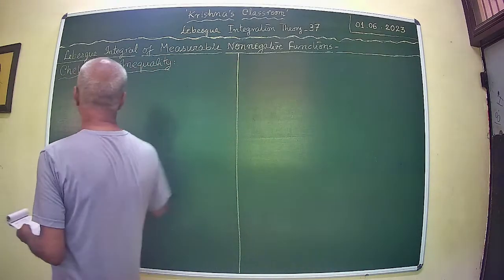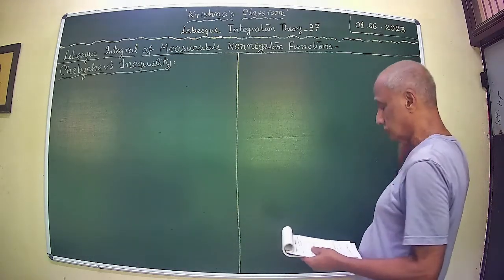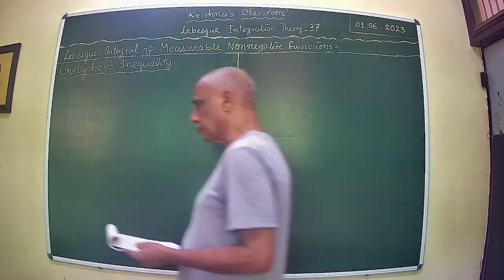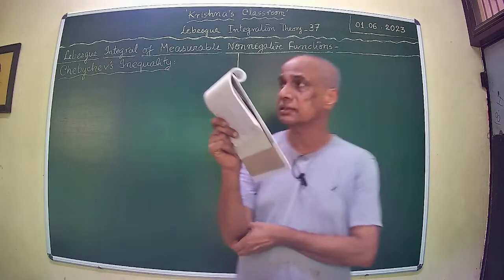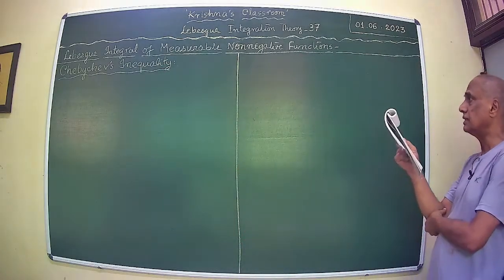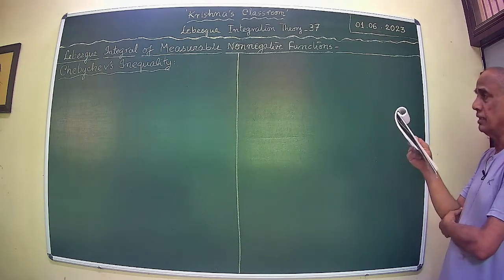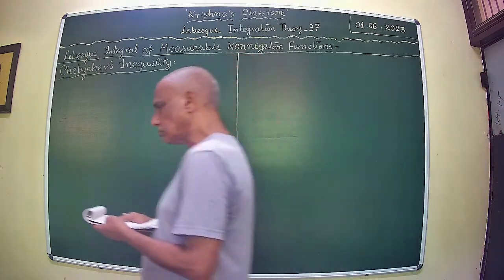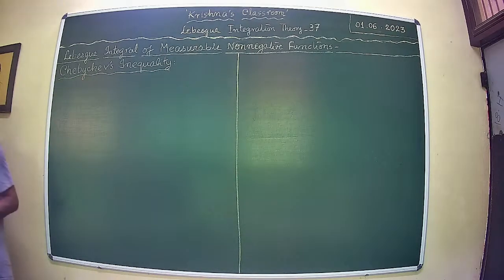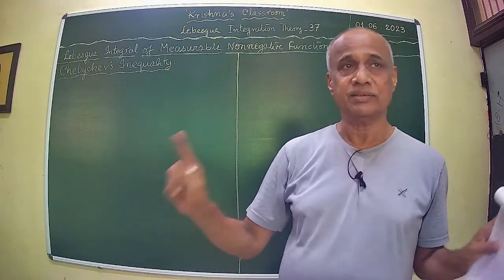We continue with our consideration of the Lebesgue integral for measurable non-negative functions. This is an improvement from the previous part. There we had assumed that the functions that we considered were not only measurable but bounded, and also they were defined on sets of finite measure. So we got rid of two conditions. One, boundedness. The other one is that it is defined on sets of finite measure.